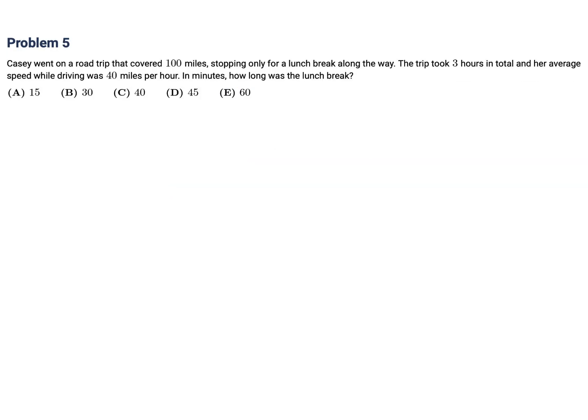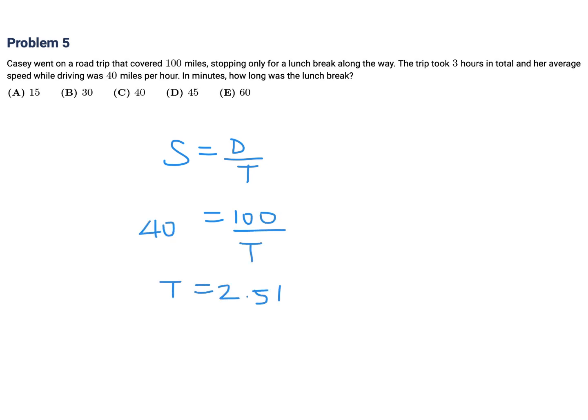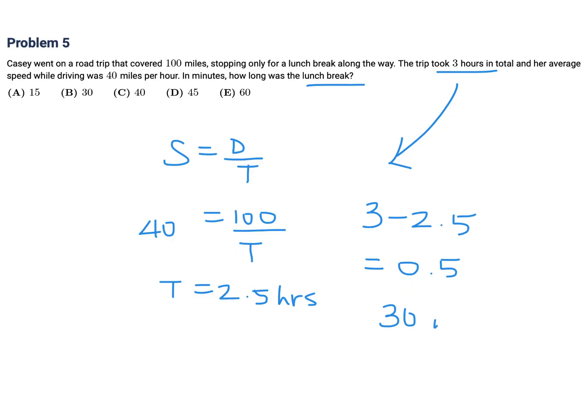Casey went on a road trip that covered 100 miles, stopping only for a lunch break. The trip took 3 hours in total. Her average speed while driving was 40 miles an hour. In minutes, how long did her lunch break take? So speed is equal to distance over time. The distance is 100. The speed is 40. So we'll figure out the time. The time is 2.5, and that's in hours. Now the total trip is 3 hours, right? So that means of the 3 hours, obviously, we should subtract the driving time. Half an hour was the break, and half an hour is also the equivalent of 30 minutes. So that would be B.